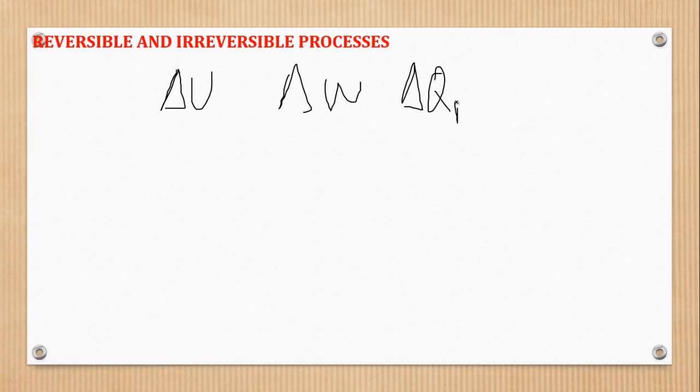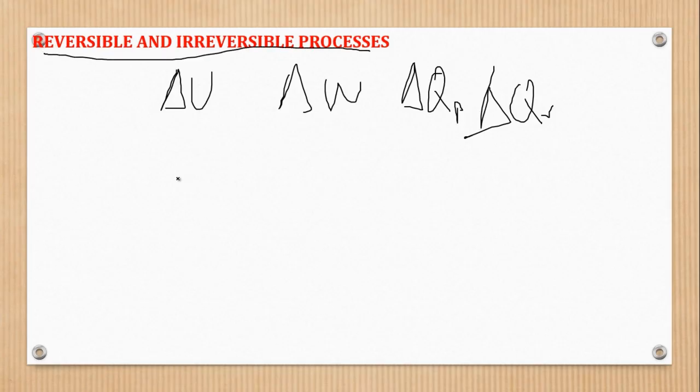So now we have looked at the law of thermodynamics and you have seen how you can get internal energy, how you can get external work done, and also how you can get the heat supplied at constant pressure and also heat supplied at constant volume.